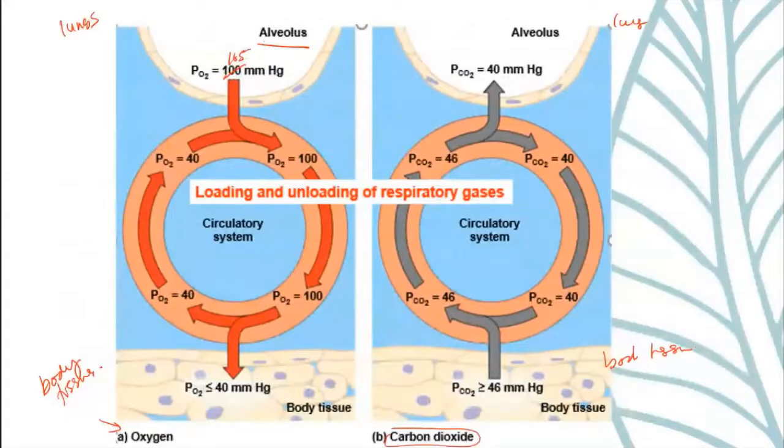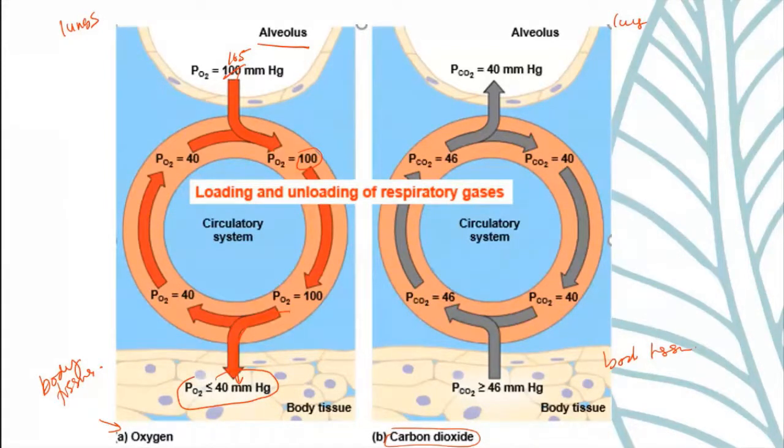105. Okay. So you can see the difference in the partial pressure. In the alveolus, the partial pressure of oxygen is 105, compared to 100 in the blood capillaries. So high to low. And then as the blood reaches your body tissues, the partial pressure is around 40. So oxygen diffuses out from the blood into your body tissues.